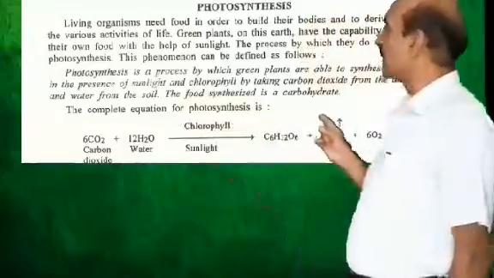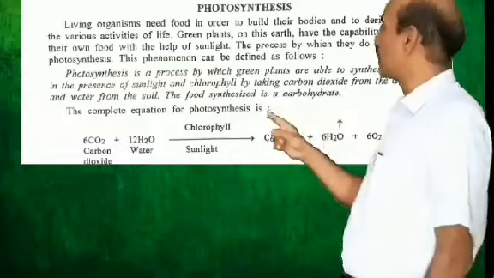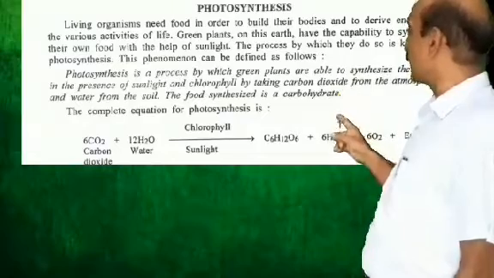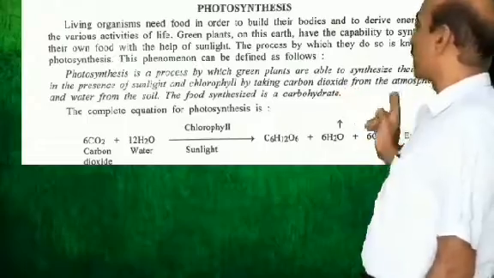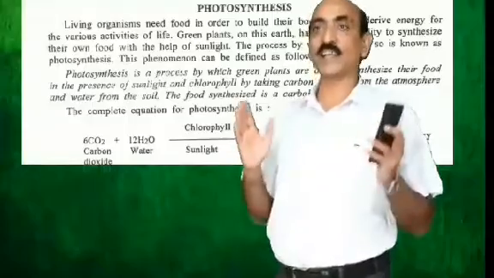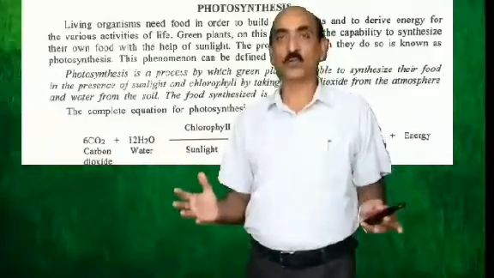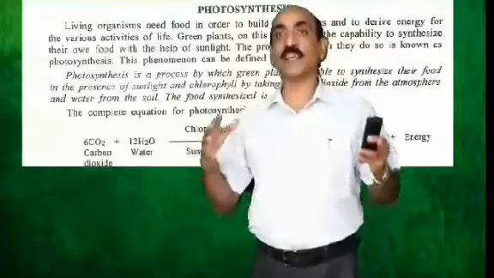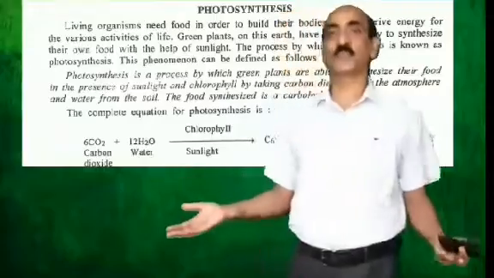The overall equation of this photosynthesis is 6CO2 plus 12H2O. Product is C6H12O6, that is glucose. Oxygen and water is the byproduct of it. Okay, so this is an anabolic process in which plants synthesize their organic food, or in fact all the food material, organic food material synthesized in this biosphere is produced through this photosynthesis.